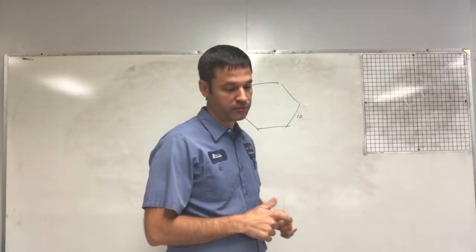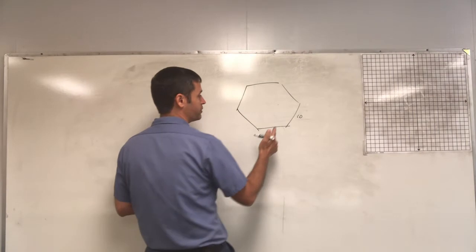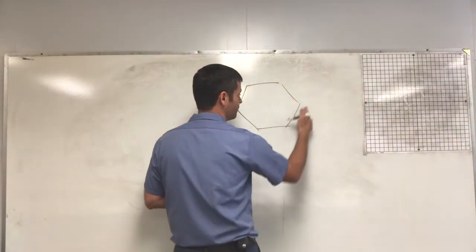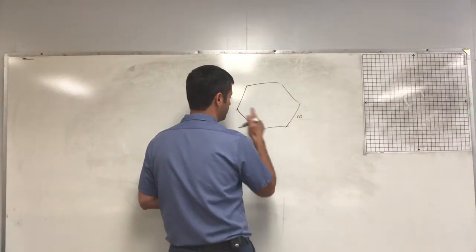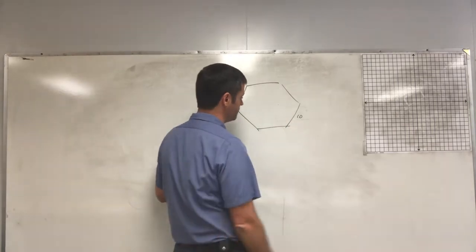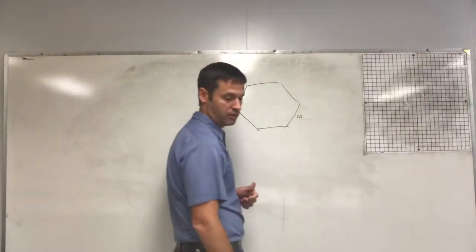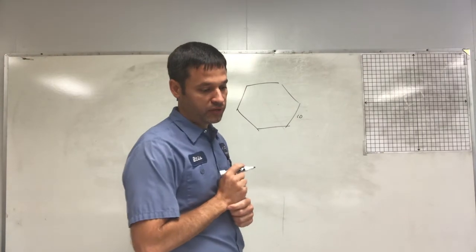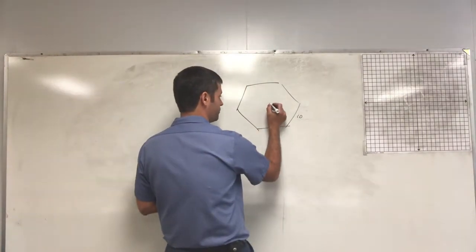Well, the perimeter is pretty simple. In my opinion, the perimeter is pretty simple to find of a regular hexagon if you know one side length. 10 plus 10 plus 10 plus 10 plus 10 plus 10. It's 10 times 6. The perimeter is 60. There's your answer. The tricky part is finding the apothem, or the little more involved part.